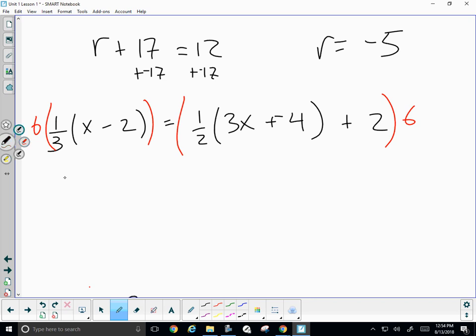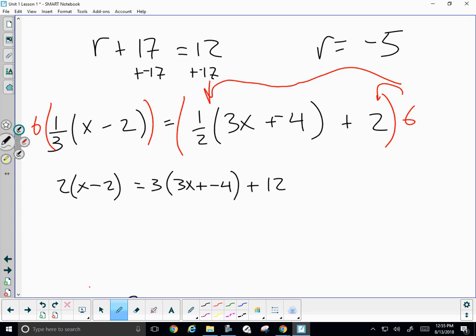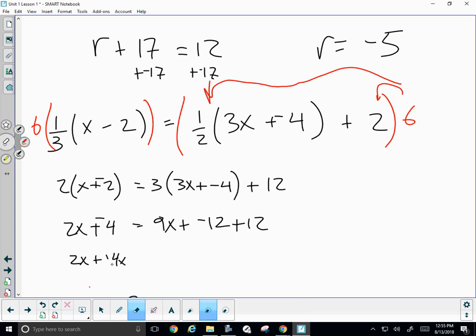So you multiply by 6, I get 2 times x minus 2. And over here, I'd get 3 times 3x plus negative 4 plus 12. Okay? You have to multiply both entire sides. So the 6 times the 1/3 gets rid of this. But on here, I have to distribute it to both the 2 and the 1/2. So this is 2x minus 4, or plus a negative 4. And over here, this is 9x plus negative 12 plus 12. So I get 2x plus negative 4 equals 9x after I same side combine the 12s.